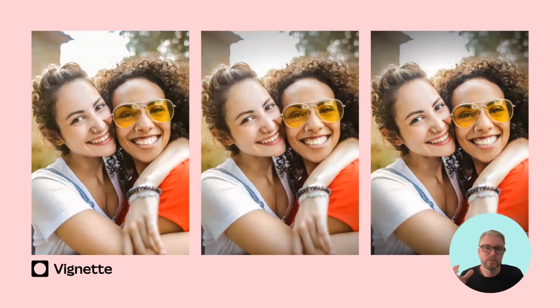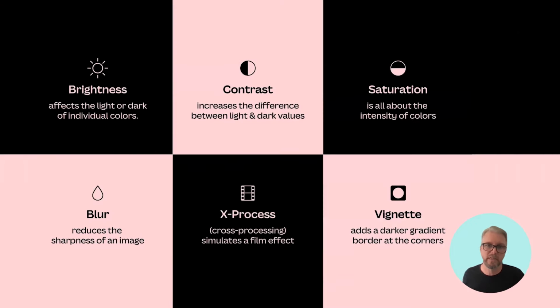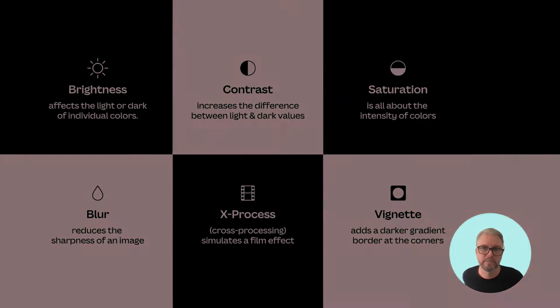It's also worth mentioning vignette. This is a darker border at the edge of the photos. It gives this kind of old-fashioned feel. It's good if you need to shift the focus to the center of the image. The left-hand one has no vignette, the middle one has 50%, and the right-hand one has 100%. It's pretty subtle, but it can be really effective. So now, as you'll see, there's a bunch of other ones. Have a play with them and see how they affect your original image.